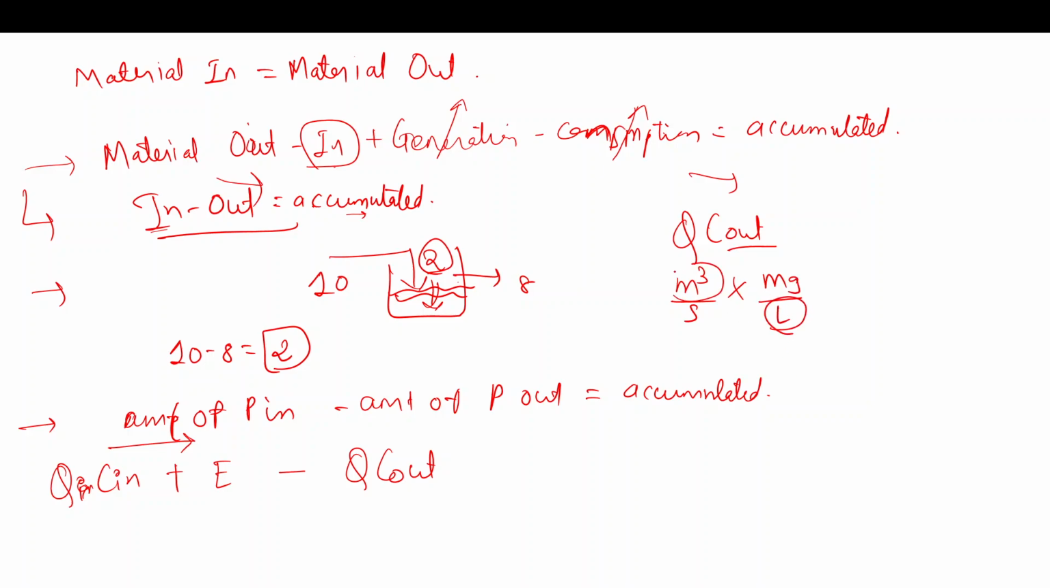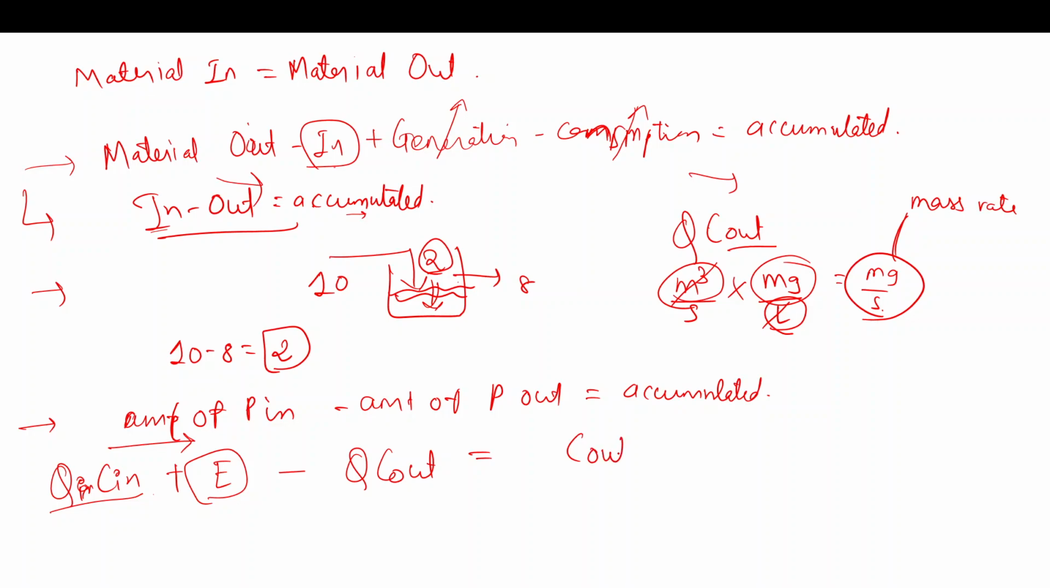So this is also volume, this is also volume. You need to obviously have unit conversion for unit consistency, but this volume will get cancelled out, and what will remain is milligram per second. This is nothing but mass rate, because for material balance you need to have mass balance, not volume balance or concentration balance. That is why we are multiplying Q into C. E you are already given as gram per second, so we do not need Q into C.